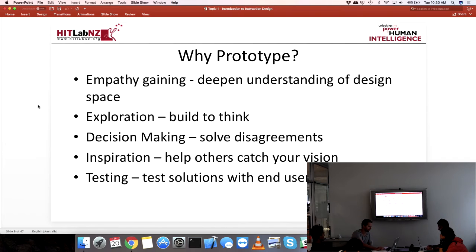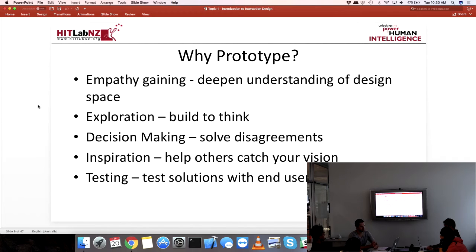Alright, so why prototype? What's the point of all this? As far as I'm concerned, there are five main reasons. We're going to go into more detail on all of these, but first we have empathy gaining: trying to get an understanding of the problem, of our users, of the design space in total.